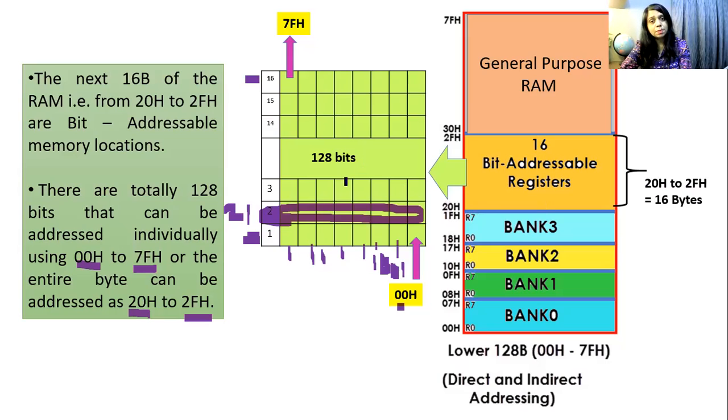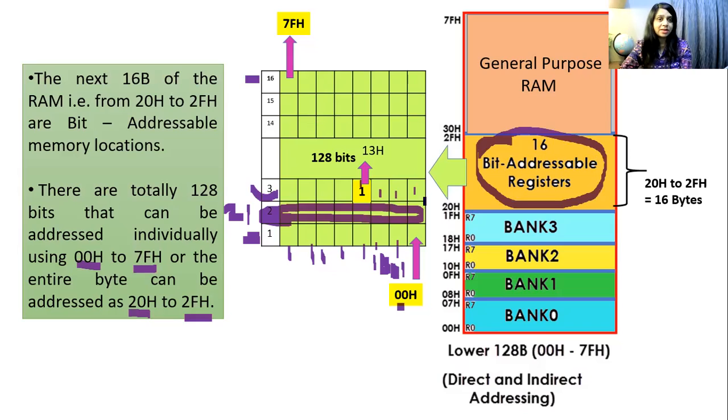If you want to access a particular bit of a particular register, then also it has its unique address. Let's consider this bit: 1, 2, 3, 4. So it is the fourth bit of the third register and its address is 13. All addresses are in hexadecimal. So this particular area is known as the bit addressable register area. There are a total of 16 registers. In 16 registers there are 128 bits, every bit has its own independent address and you can access every bit by its address.